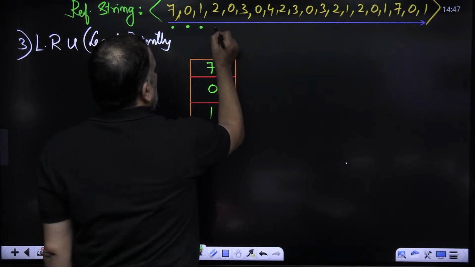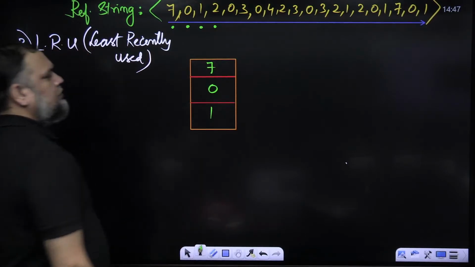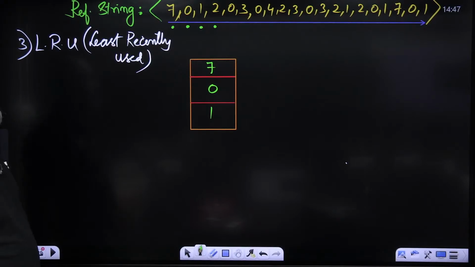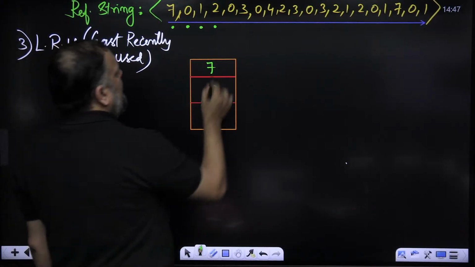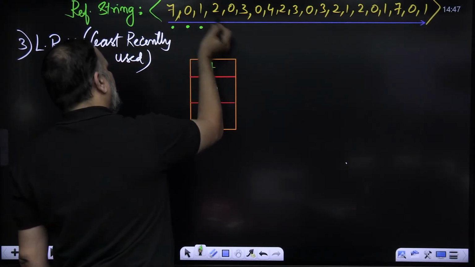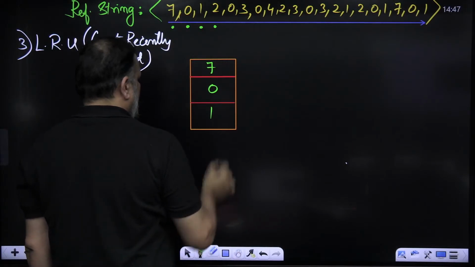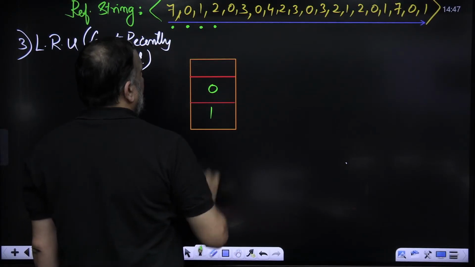2 will cause a fault. Yes, 2 will cause a fault. So who is going to be victimized? 1 or 0 or 7? 7 is at the end. So in place of 7, we are going to bring 2.